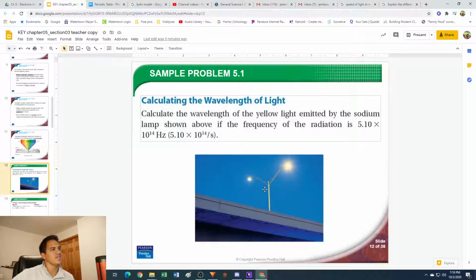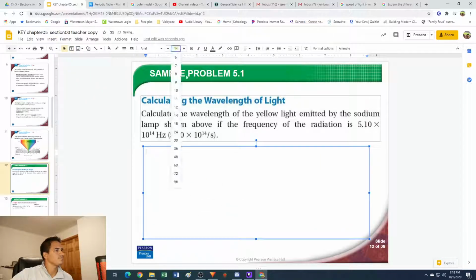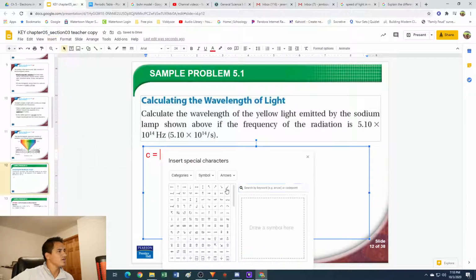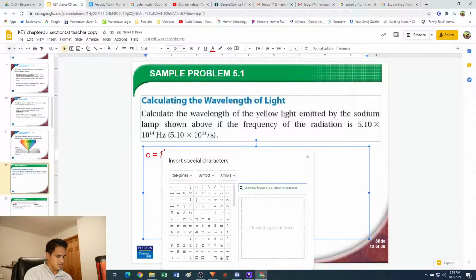It says calculate the wavelength of the yellow light emitted by the sodium lamp shown if the frequency of the radiation is 5.10 times 10 to the 14th hertz. And it gives it to us in inverse seconds, which is fine. So, all right, so let's delete this picture. Let's insert a text box so we can do some typing. Change our font size here and our font color. All right, so we have an equation again, which is c. So the speed of light is equal to lambda. So we're going to go insert lambda times nu.